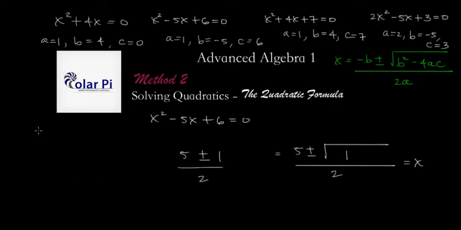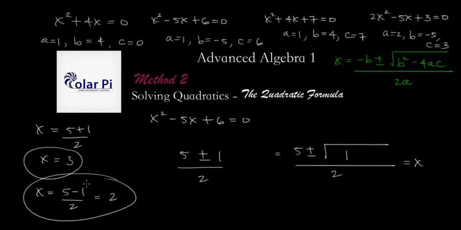So we've got 2 answers. We have that x equals 5 plus 1 divided by 2, or x equals 5 minus 1 divided by 2. So in the first case, that's 6 divided by 2, that's 3. In the second case, it's 4 divided by 2, that's 2. And so 3 and 2 were what we said were the answers. I deleted it, but you saw. Okay, cool.